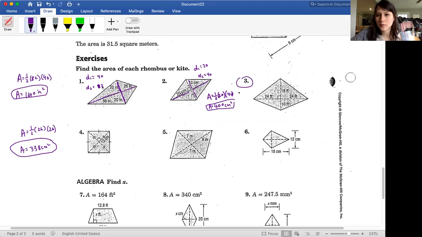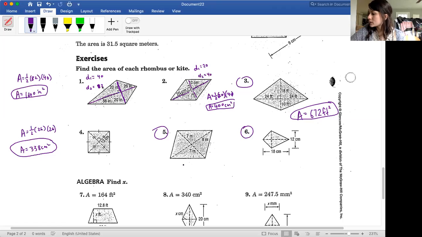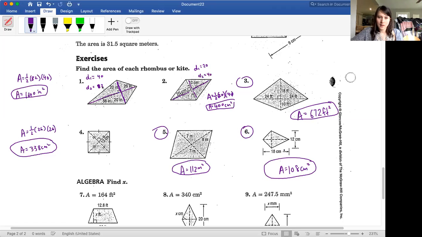All of this is pretty straightforward, I think. So I'm going to put the answers up for 3, 5, and 6. You can pause the video, work those out, and then check your answers. Number 3 is 672 square feet. Number 5 is 112 square meters. And number 6 is 108 square centimeters, and that's it.